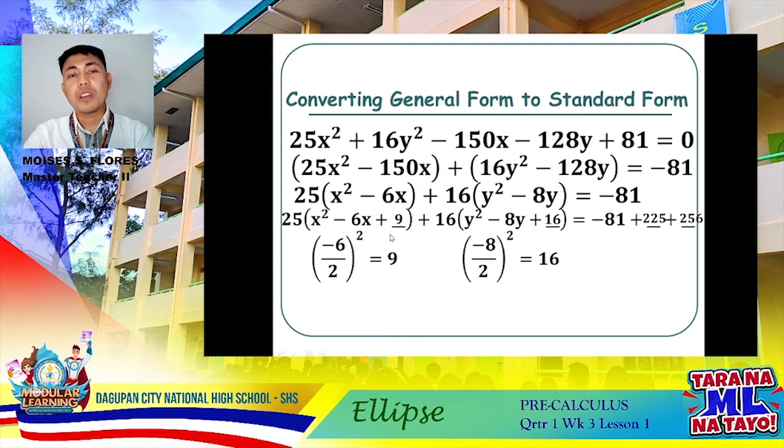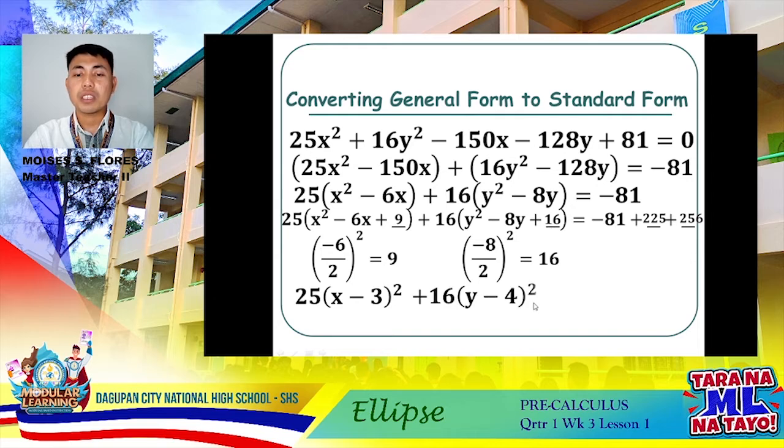So because we already have a perfect square trinomial, factor this out, x squared minus 6x plus 9, and that is quantity x minus 3 squared. The same true with y squared minus 8y plus 16. It's a perfect square trinomial, so we have quantity y minus 4 squared. Okay, then simplify constants, negative 81 plus 225 plus 256, it's 400.